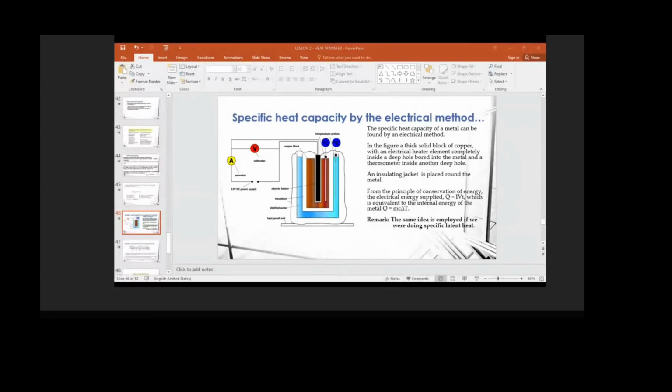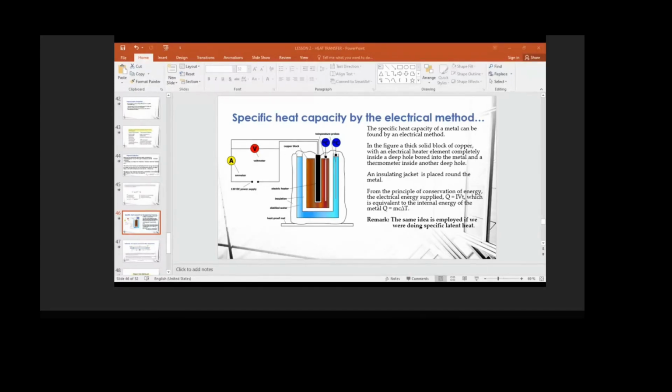All right. Now we look at specific heat capacity using the electrical method. So how we can find an object's specific heat capacity by using electricity. All we do is connect a circuit to the object that you need to measure the specific heat capacity of. You turn on your switch, and that current that flows will cause a temperature change to happen. So the energy that is supplied by the electricity is your power times the time it takes.